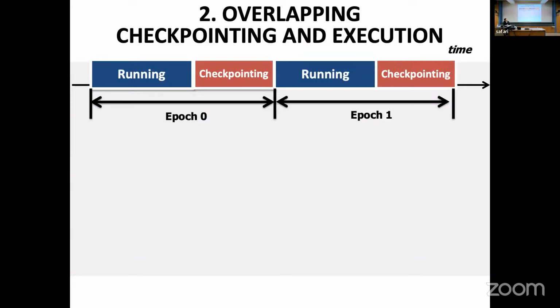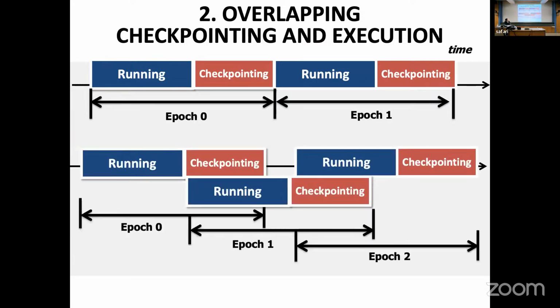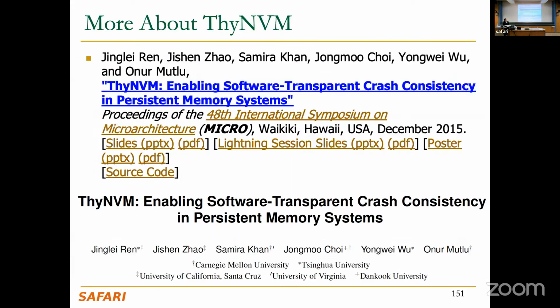So here is an example of overlapping checkpointing and execution. Before it was like this, and after we overlap the running and the checkpointing, we can save some processing cycles and gain some performance benefit here. And okay, here's the paper.